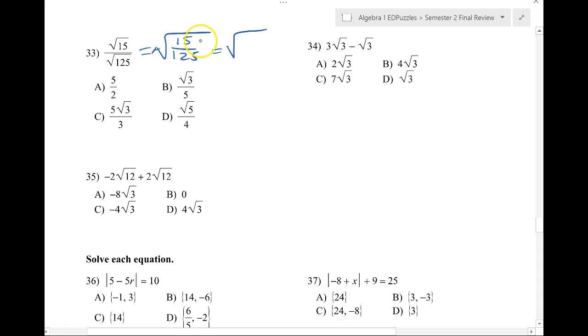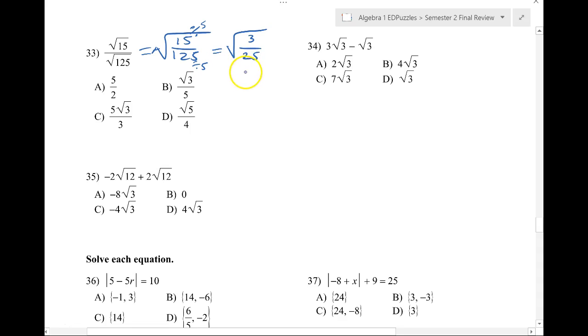Well, I know that I can divide 5 into both 15 and 125. So I'm going to do the 15 divided by 5, and I'm going to do 125 divided by 5. 15 divided by 5 is 3. And then 125 divided by 5 is 25. Okay.